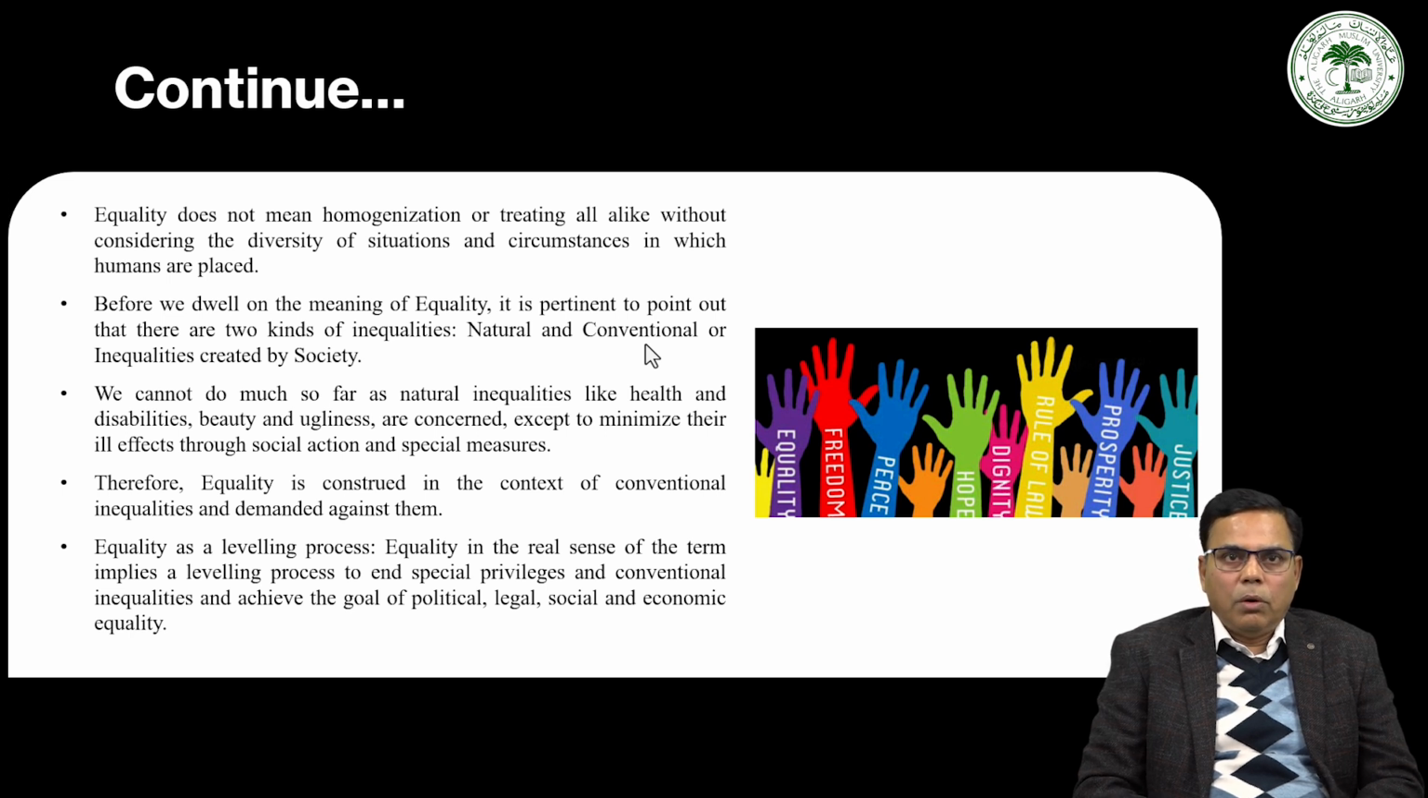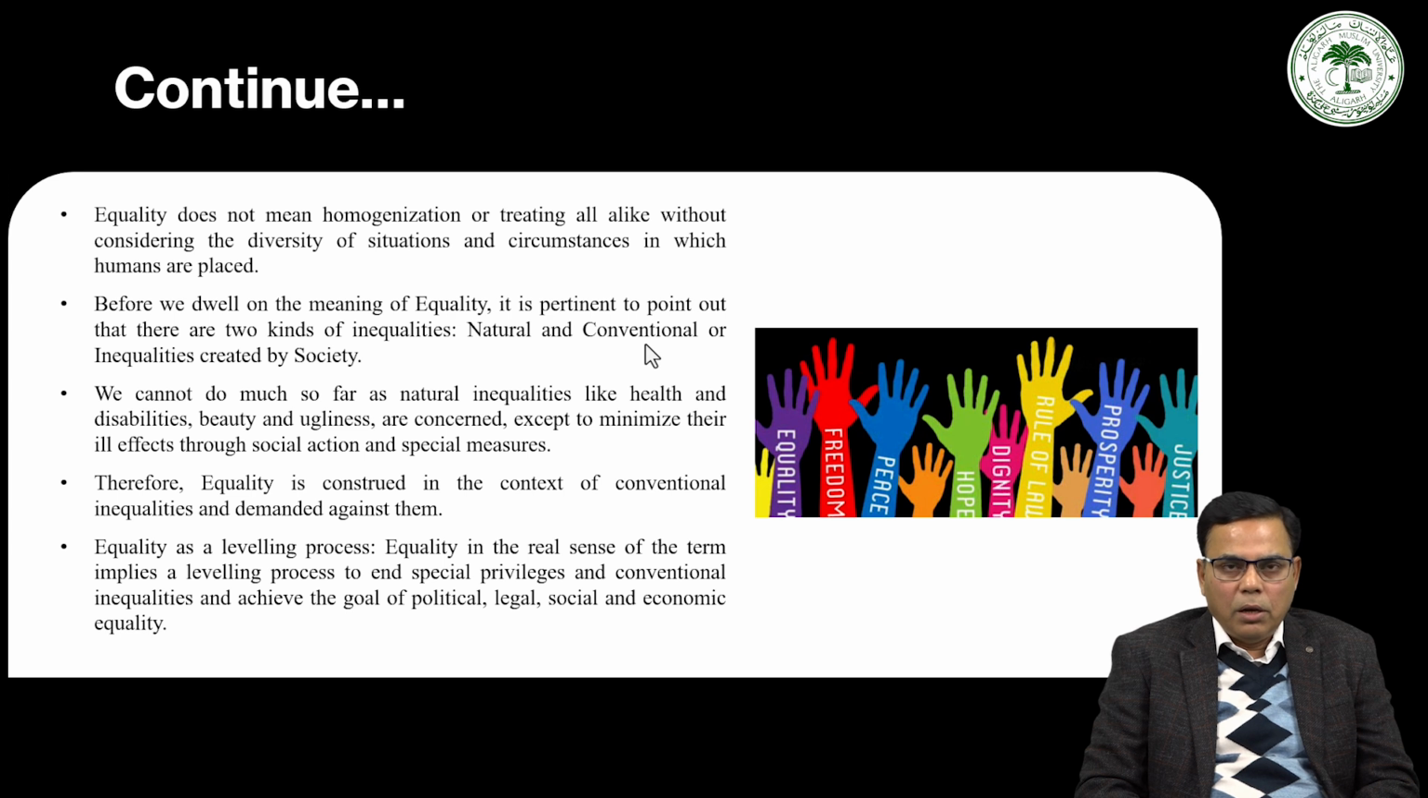Similarly, we can find that some people have beauty, for example, or ugliness, which is not in our hands. So that is also natural. If somebody is beautiful, or others are not, then that is natural inequality. Similarly, beauty, ugliness, health, disabilities, all these are natural.